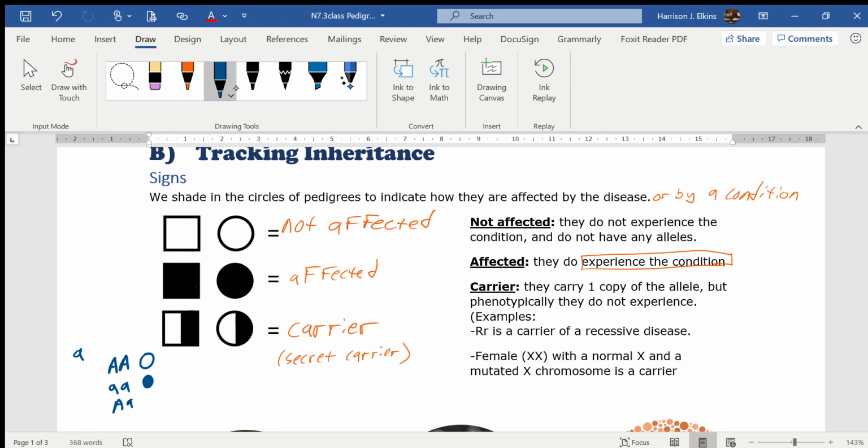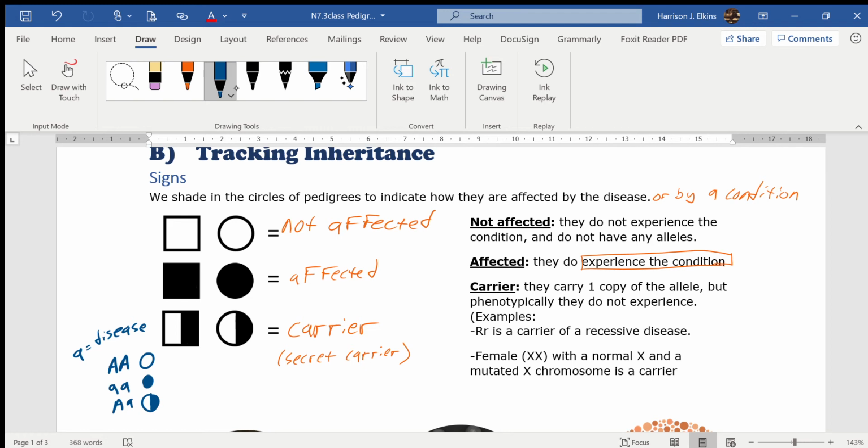Well, in that case, they read the dominant gene. And so if this is the disease, then guess what? If they have that little disease gene, they're not going to express it because they still have the dominant one. So we would actually just shade them in like this because they carry the gene and they could pass it on, but they don't actually experience it because they have a dominant covering them up. So we'll get some more practice with that.